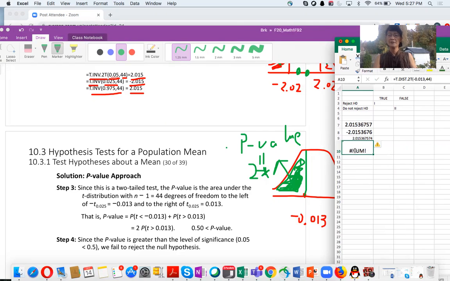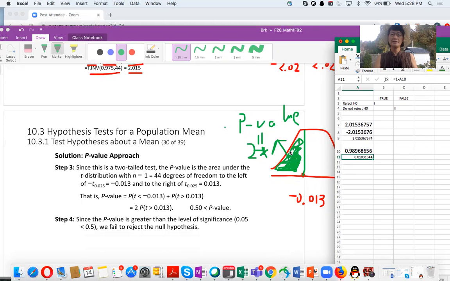Oops. This number, T.DIST. Maybe I need to change to positive to see what happens. Yes, you need to change that to 1, so that the value you get, you have to use 1 minus this number. And this is your p-value.